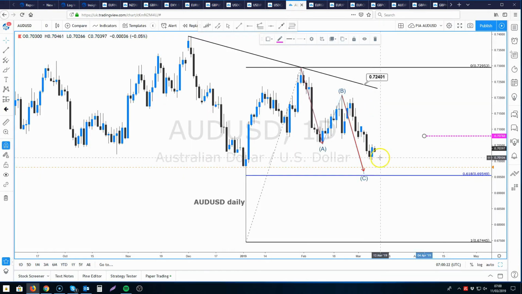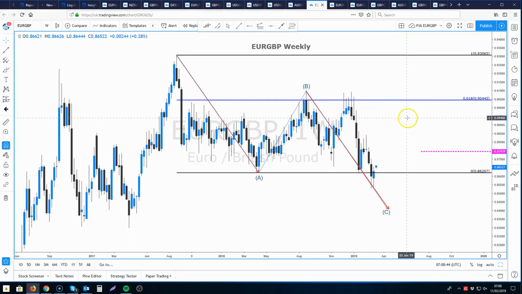Aussie dollar, still looking for this ABCD formation target, 61.8%, located at 69.55. To the upside, today we've got resistance around about 70.75, 70.80. And again, medium-term support, intraday resistance, so expecting some pretty mixed and volatile trading.